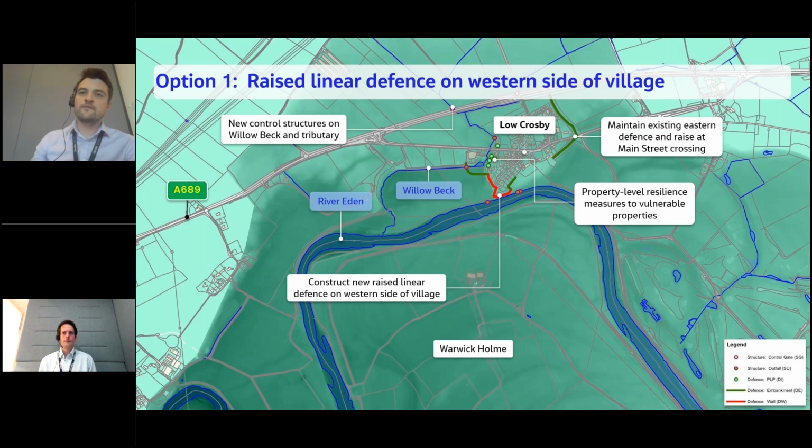The final element of this solution was to provide property level resilience measures to the most vulnerable properties in the village. These are raised linear defences. There is always the risk that they could overtop, and so what's the backup? It's providing some property level resilience to reduce the risk of property damage further. So that's the first option.